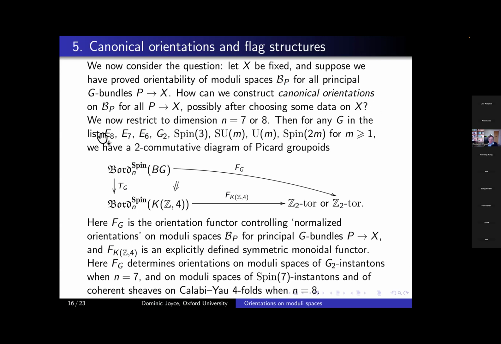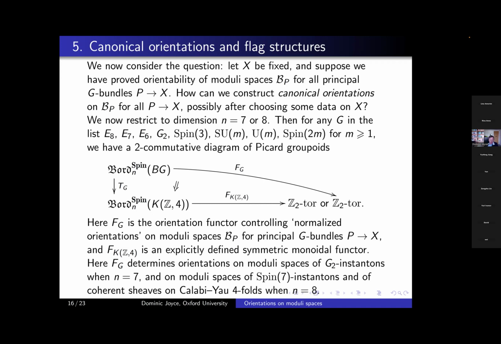Then for any group G in our favorite list, we have this commutative diagram of Picard groupoids, where F_G is the orientation functor for G, and F_KZ4 is the cohomological orientation functor. So F_G is now the orientation functor controlling what we call normalized orientations on moduli spaces BP. And F_KZ4 is some explicitly defined symmetric monoidal functor here. We can define it by defining the maps F0 and F1 on the classifying maps of these things.